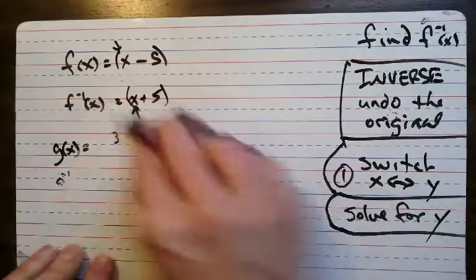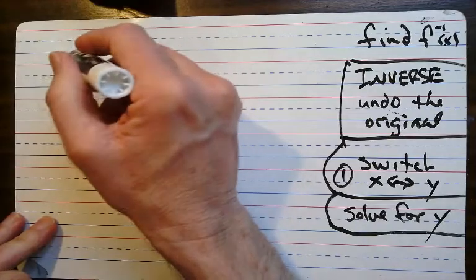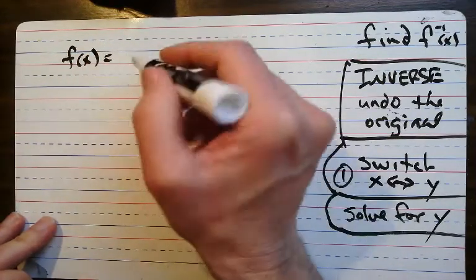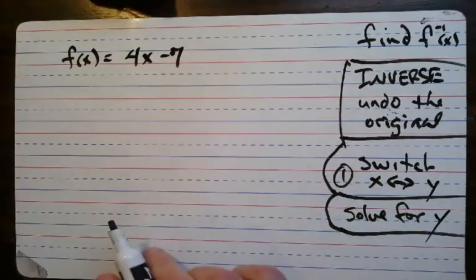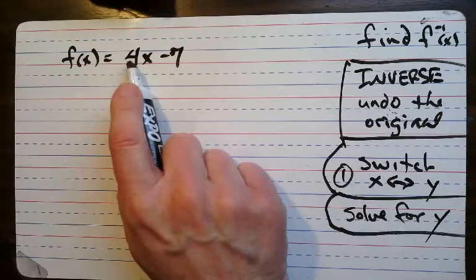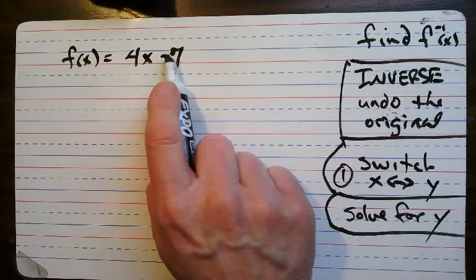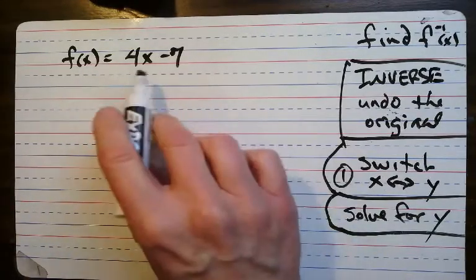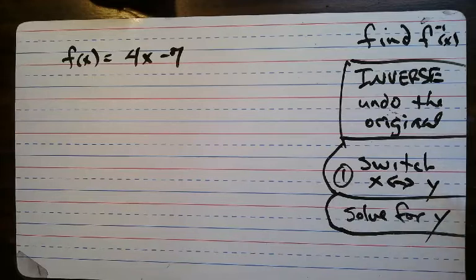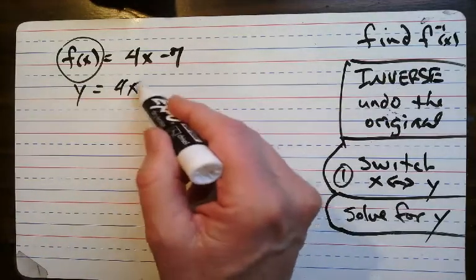Let's start with one that has more parts to it. How about this guy? What if I had mx plus b, like say 4x minus 7. Well, I know the opposite of multiplying by 4 is dividing. And I know the opposite of subtracting 7 is adding 7, right? But if I'm going to find the inverse, I have to be able to follow these rules right here. Switch the x and y, and then solve for y. And you say, what y? I don't see a y. Remember, this is the same thing as saying y equals 4x minus 7.